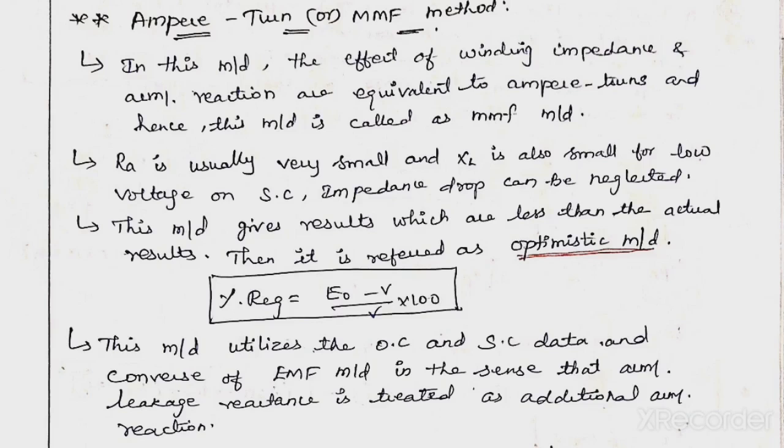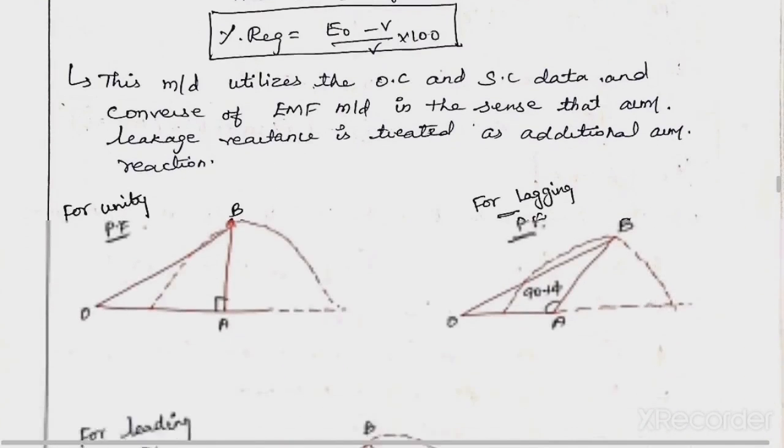This method utilizes the OC and SC data as in the EMF method, in the sense that the armature leakage reactance is treated as additional armature reaction. So the same data of the OC and SC tests of the EMF method is utilized to draw the characteristics of the MMF method, and then it will be used to find the voltage regulation for the corresponding field current. Then we will see one problem.